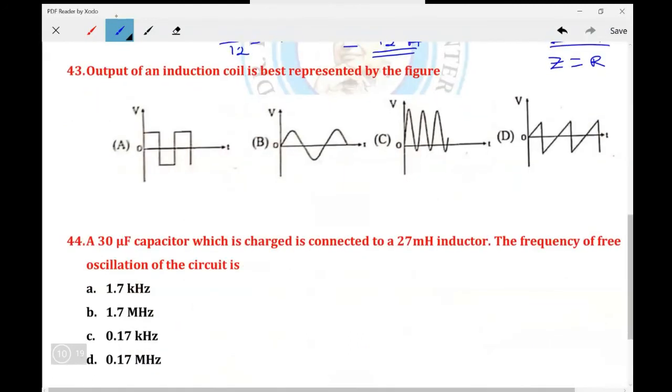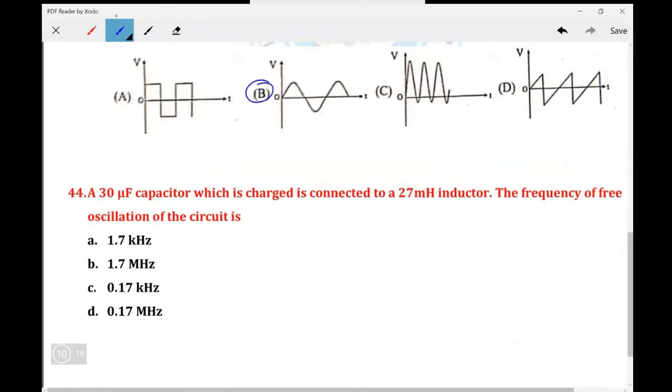Output of an induction coil is best represented by, see, output of an induction coil is a sinusoidal wave. So look at the options and tell me which is the sinusoidal wave. Option A is a square wave. Option D is a triangular wave. Option C is not a sine wave. So that is the only option you are left with. Write it down, because output of an induction coil is a sinusoidal wave.